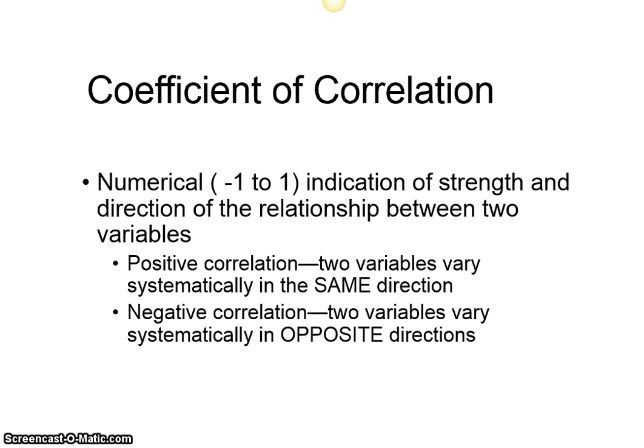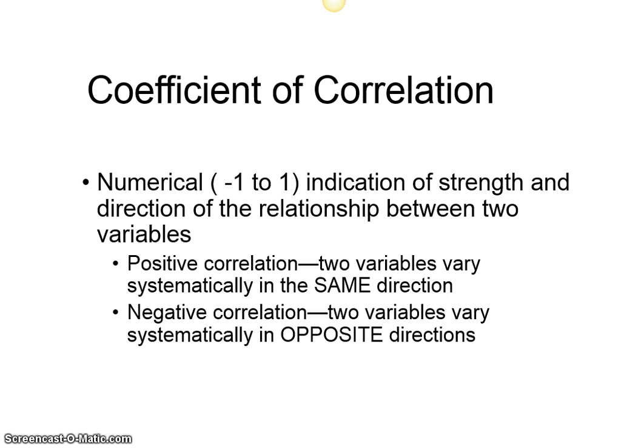Here's an example of a positive correlation. Studying is positively correlated with good grades. Okay, so the more you study, the better your grades are. Driving speed is positively correlated with gas consumption, for example. So those are two variables that change in the same direction.